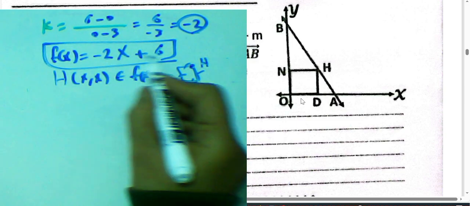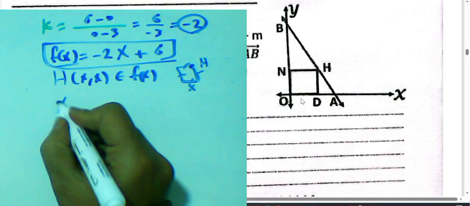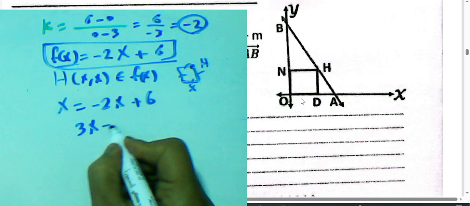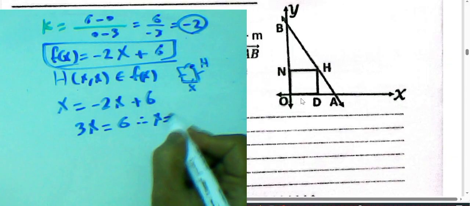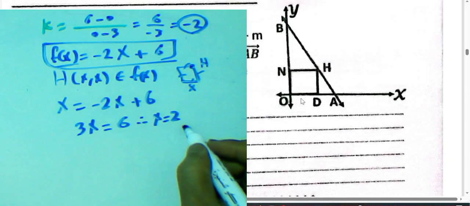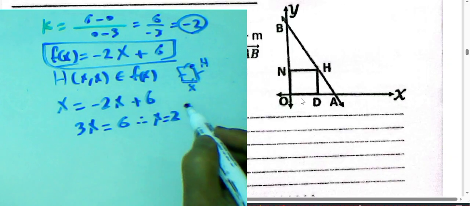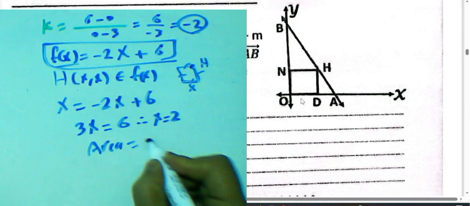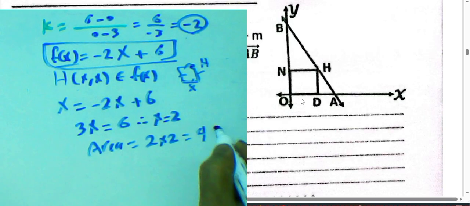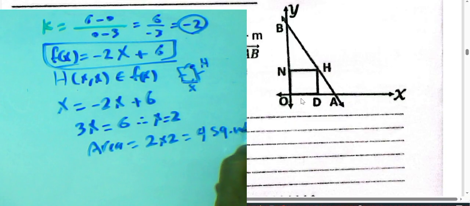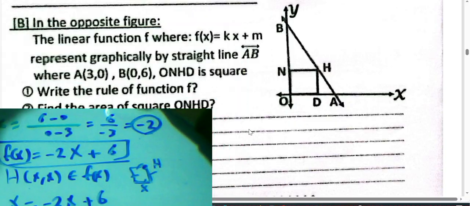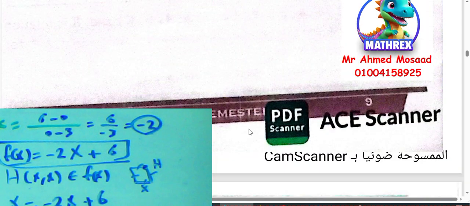Okay, put x in this function, the image x equal negative 2x plus 6. Move this term, it will be 3x equal 6. Then the value of x equal 2. Then the area of the square, we found the length of the square equal to 2 length units. The area of the square equal 2 times 2 equal 4 square units. The area will be 4 square units of this square. Understood? To finish the question now about this exam. Understood?